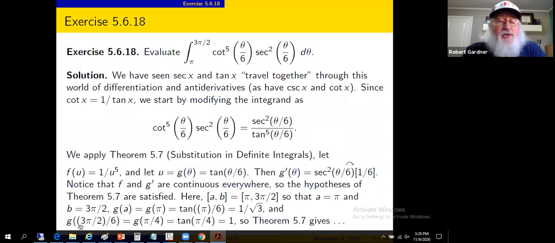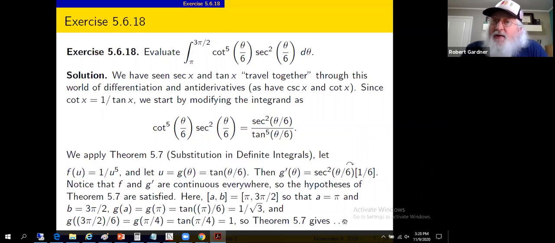Plug b in, g of b. That would be 3 pi halves over 6. Simplify, that's g of pi fourths. That would be the tangent of pi fourths, and tangent of pi fourths is 1, so that's a little more familiar.